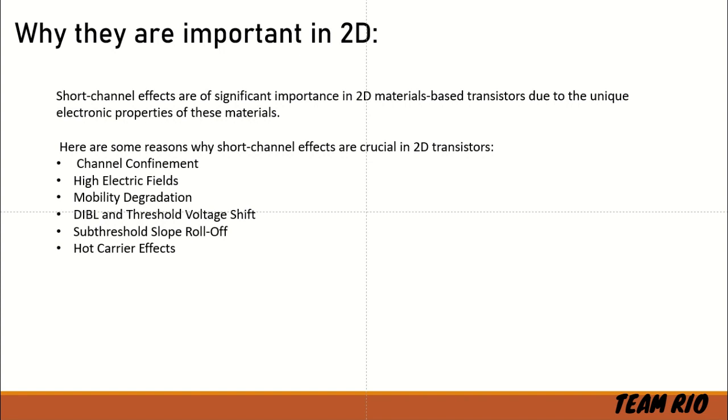Coming to the hot carrier effect, the higher electric field in 2D material can lead to hot carrier effect where carriers gain significant kinetic energy. Last but not least, scaling limitation. The pronounced short channel effect in 2D transistors can impose limitations on these devices to be scaled down. Overcoming this limitation is essential to pushing the boundaries in nano electronics.